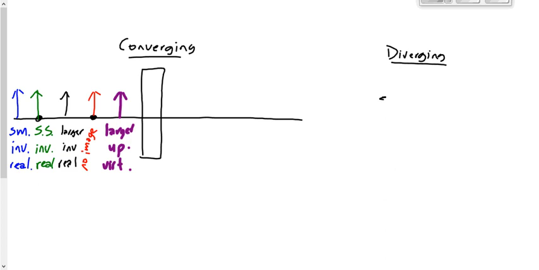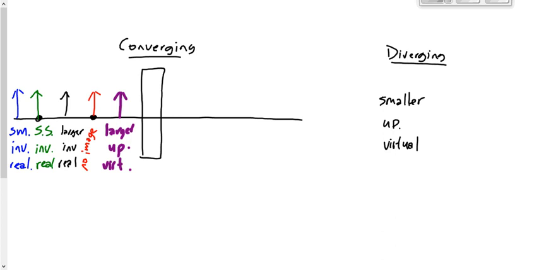Smaller, yeah, it's smaller, and it's going to be right side up or upside down. Upright. And is it going to be real or virtual? Virtual, yeah. So you can see a few patterns forming here, right? Just smaller inverted real, same size inverted real, larger inverted real, kaboom. And then we have larger upright virtual.